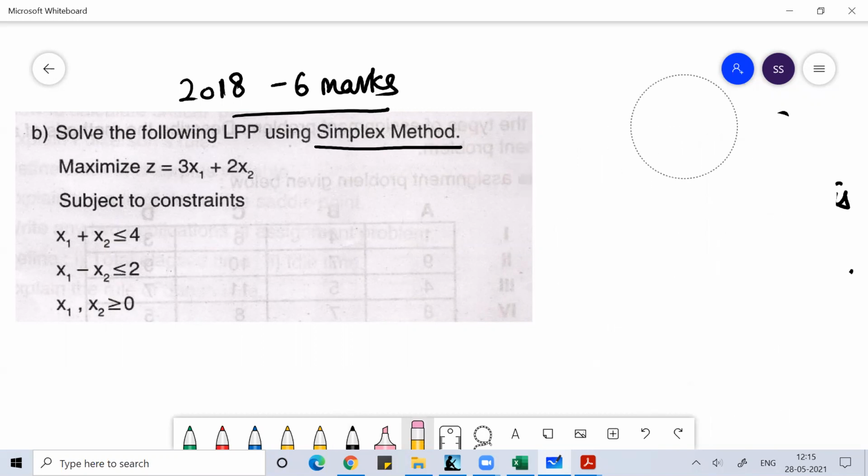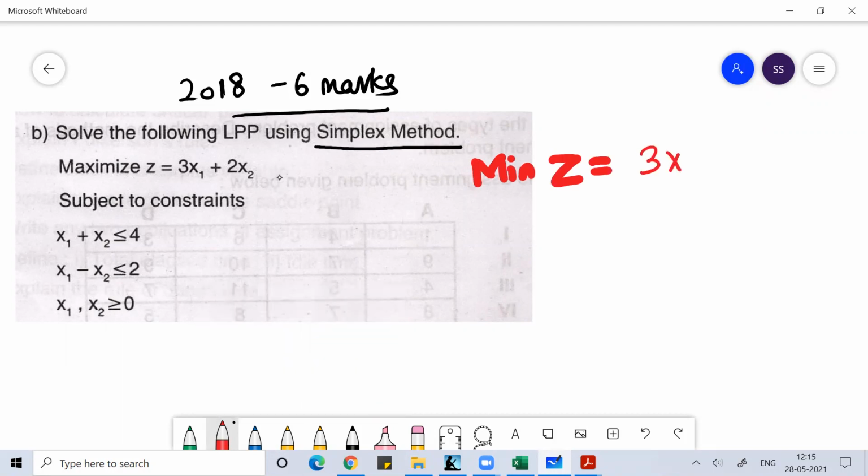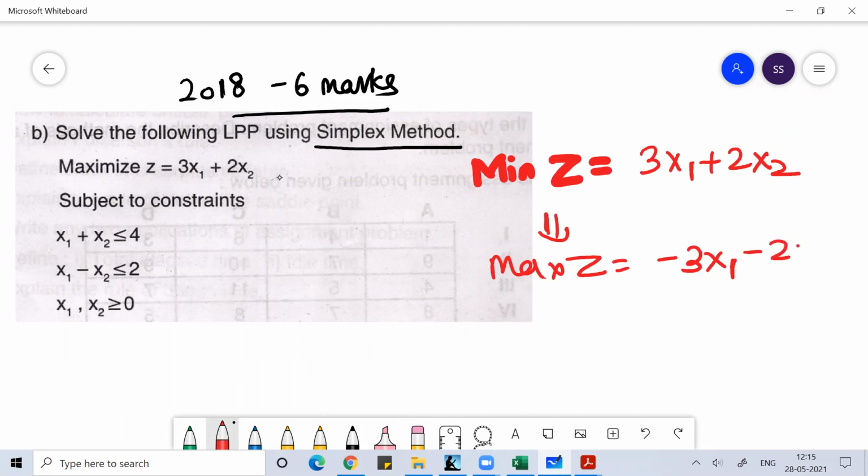Once you know that your constraints are in the form of less than or equal to, and your objective function is in the form of maxima, you can proceed. In case your objective function is in the form of minima, like minima of z is equal to 3x1 plus 2x2, you can convert the minima function to a maxima function by changing its sign. So you could write maxima of z is equal to minus 3x1 minus 2x2. That way you can convert the objective function into a maxima function. Remember that.